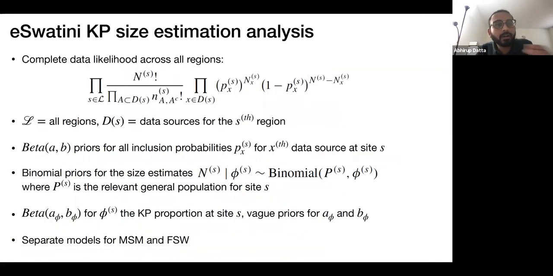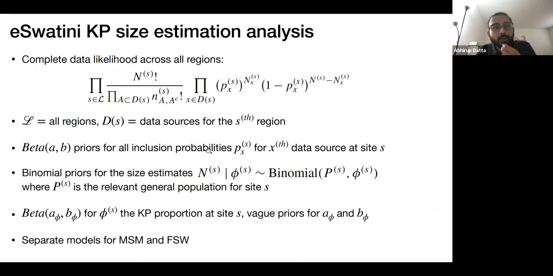Okay, so then this is the final model for the analysis. This is the joint complete data likelihood. L is the total number of regions, so it's a product of the region-specific likelihoods. And within each likelihood, we have the contribution for each of the data sources. The data sources DS can be specific to the asset region.